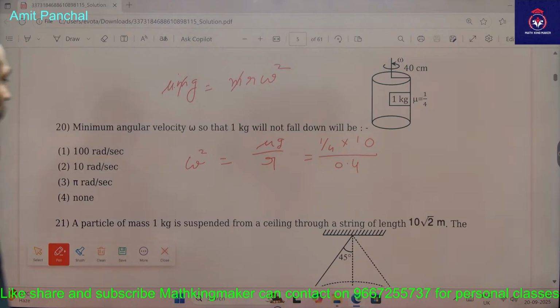Sir, but how did I find out that mu mg is equal to m r omega square? Mu mg is what? It is force of friction. Yeah, but how is it equal to the centripetal force? Minimum it should be equal. Always your force of friction must be greater than the centripetal force, but minimum it should be equal. Got it? Just calculate it.